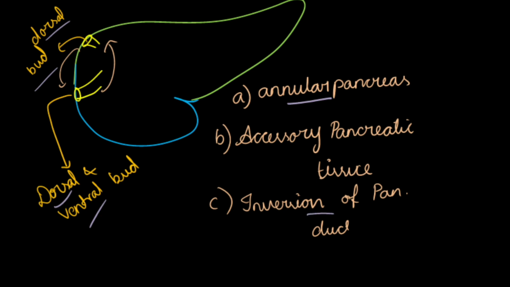Then comes the inversion of the pancreatic duct. As I had told, just because of the fusion between this green and blue, this may lead to the inversion also. So this is all regarding the anatomy of the pancreas.